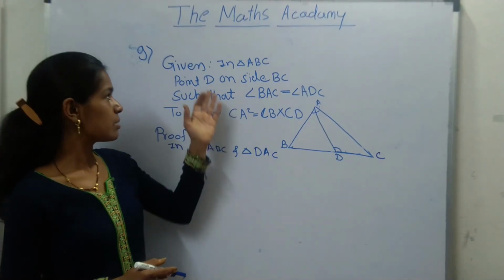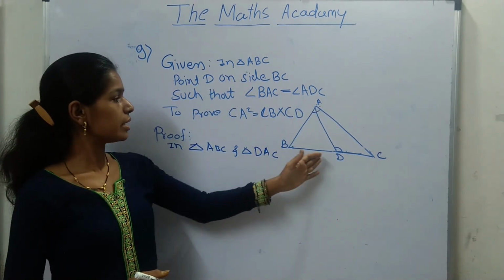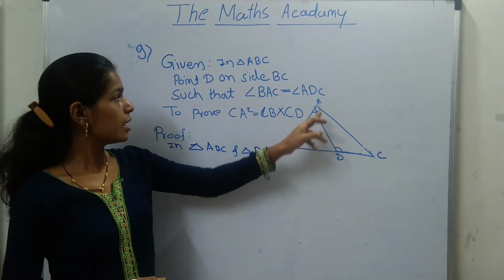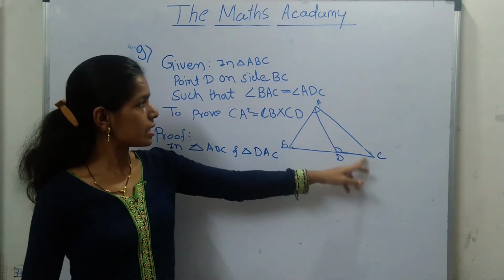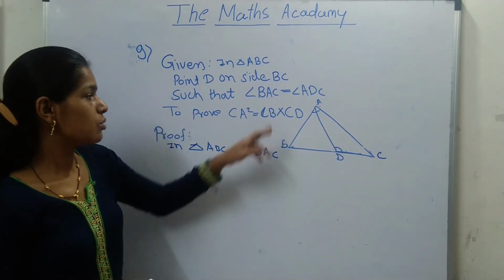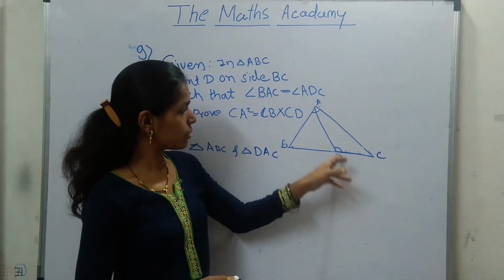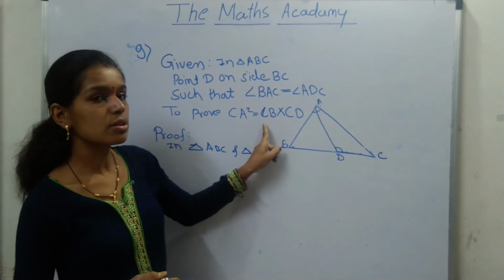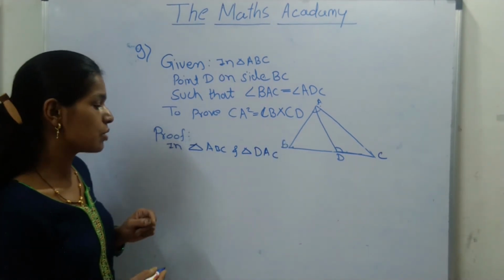This is our 9th example, in which you are given a triangle ABC in which point D is on side BC such that angle BAC is equal to angle ADC. These two angles, angle BAC equal to angle ADC, are given to you. Now you have to prove that CA square is equal to CB multiplied by CD. This result you have to prove.